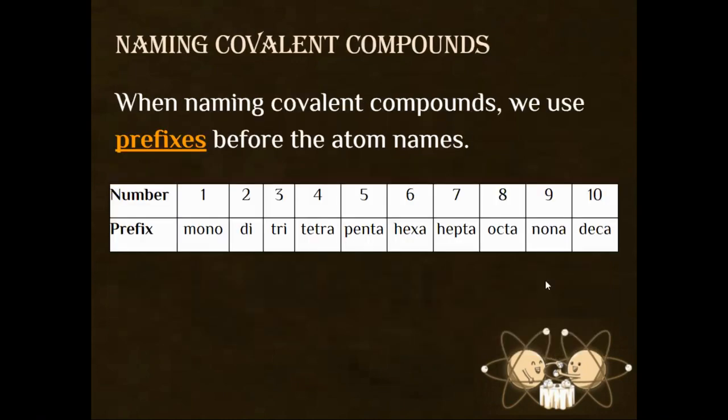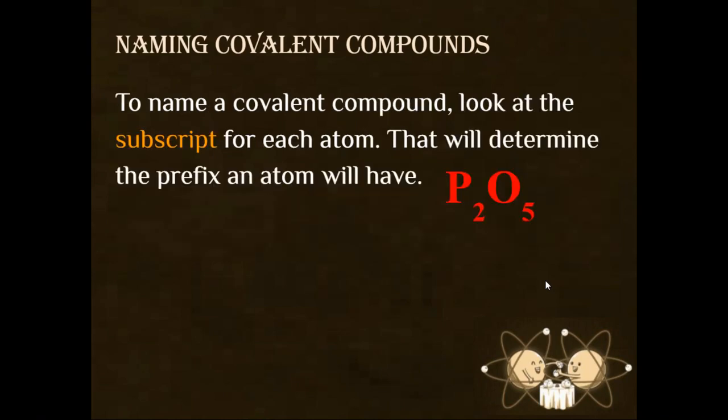When naming covalent compounds, we're going to use prefixes before the atom names. We have mono for one, two is di, three is tri, tetra, penta, hexa, hepta, octa, nona, and deca. To name a covalent compound, we're going to look at the subscript for each atom. That subscript will determine the prefix an atom will have.